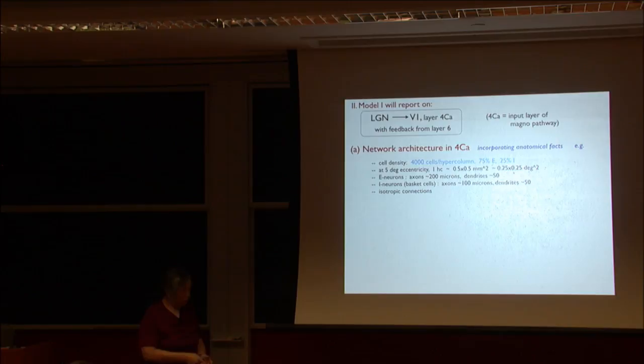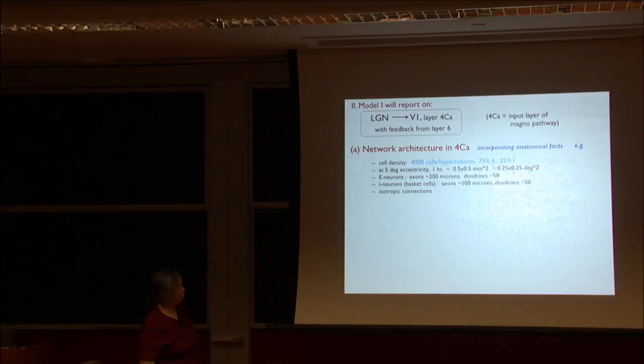I want to show you a little bit about the network architecture of 4C alpha. You don't have to know any of these numbers at all. I just want to give you a sense of the type of neuroanatomy that we have tried to incorporate into the system. This layer, I forgot to say, is divided into hypercolumns. Looking pretty close to the front, 5 degrees from the middle, you can think of that as 5 degrees eccentricity. One hypercolumn in cortex is about 0.5 millimeter by 0.5 millimeter, really tiny. The moon is about 0.5 degrees in your visual space, and this is 0.25 degrees by 0.25 degrees. So each hypercolumn is responsible for seeing a little piece about a quarter the size of the moon. It has about 4,000 cells, about 3/4 of which are excitatory and 1/4 inhibitory.